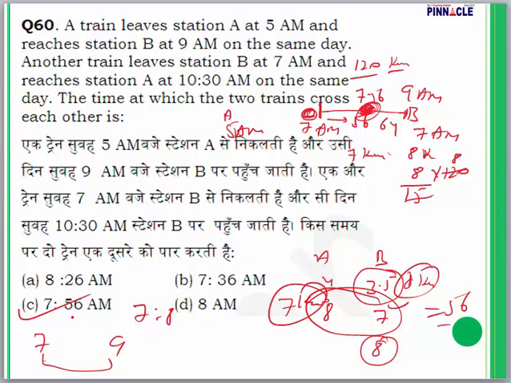So in this case, if at 7:56 this train covers 56 kilometers, then the next train is covering 64 kilometers in the same time, because of the efficiency of 8:7 ratio. So that's why the answer is 7:56.